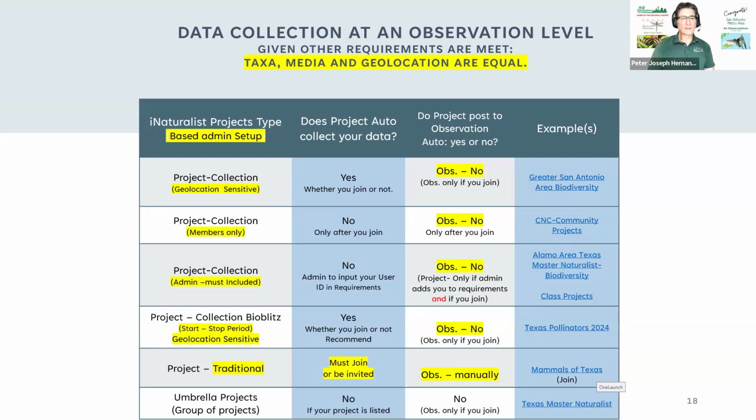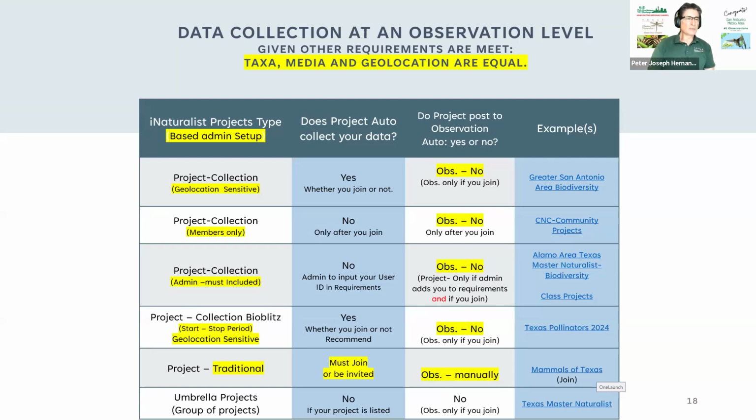A good one is the mammals of Texas. You have to join it, and then also every time you see a mammal observation, you have to tag it to that one. And I'll do an example of that.